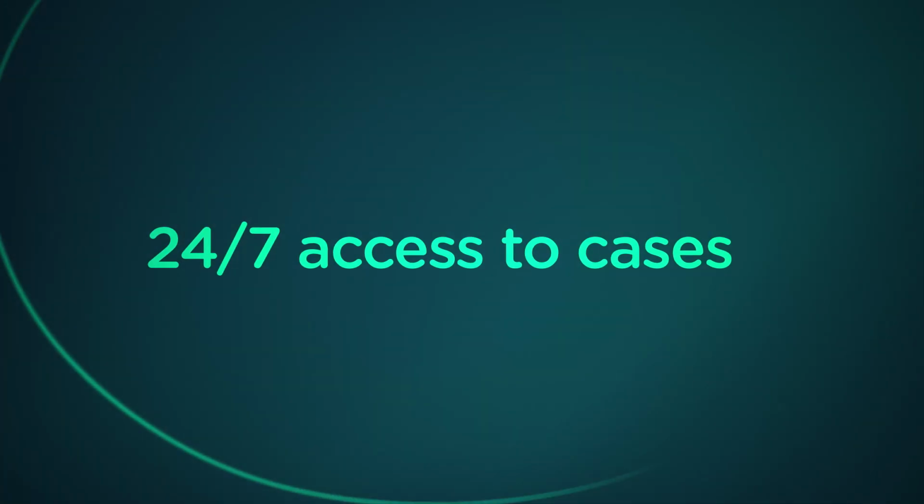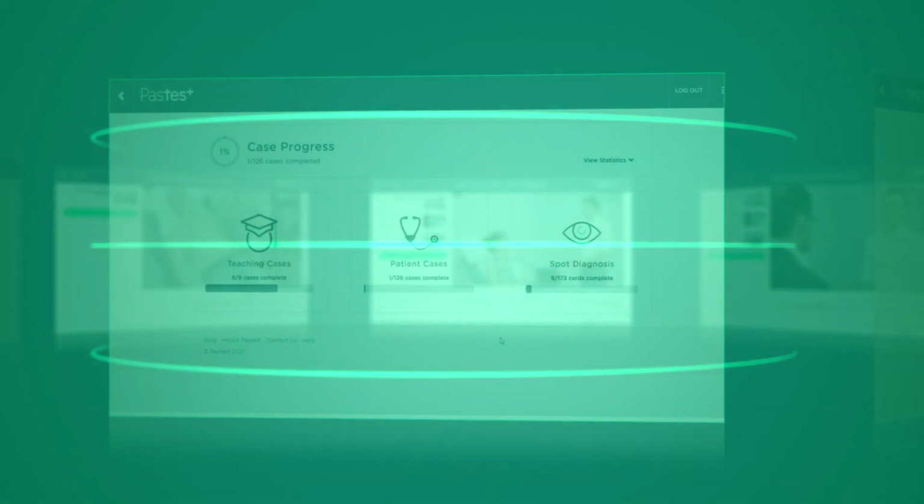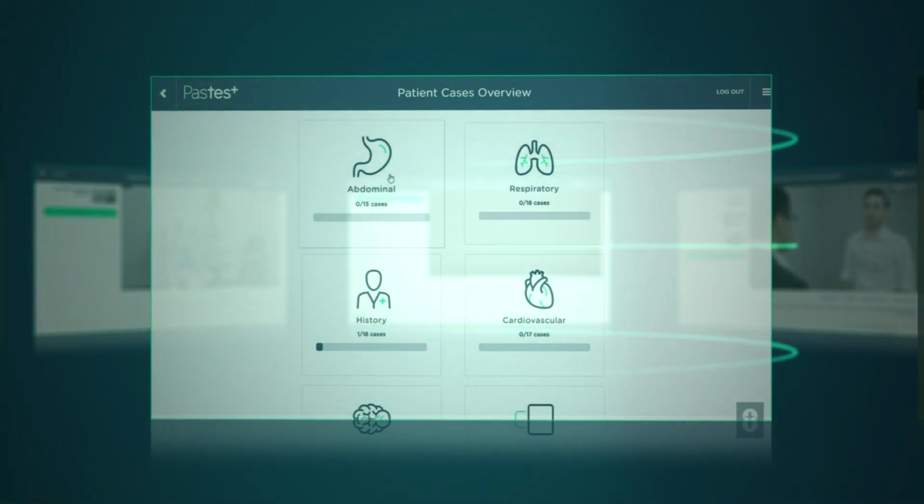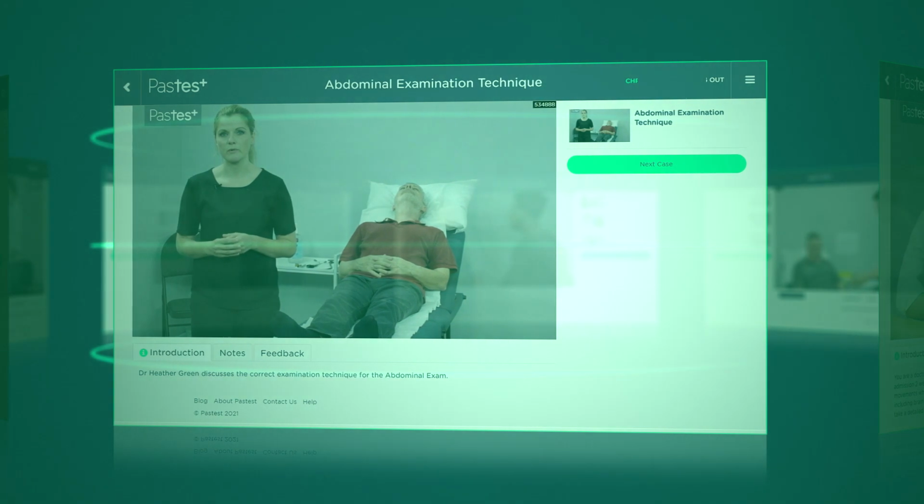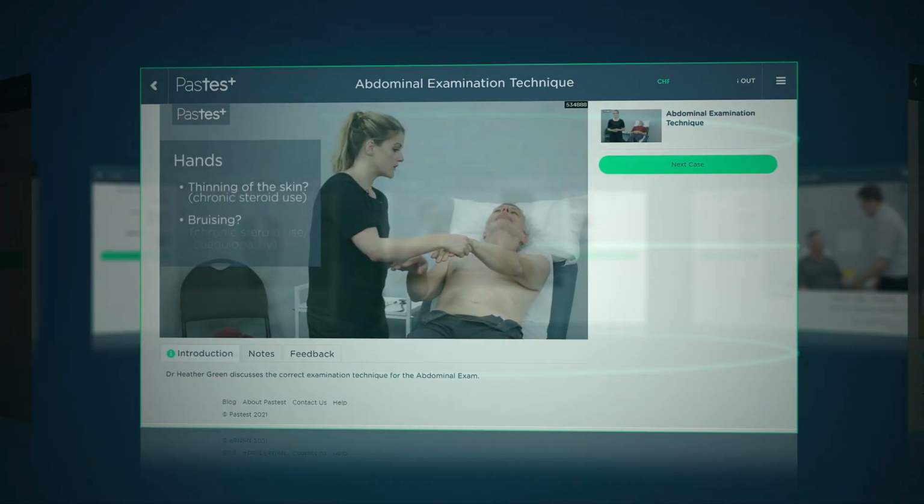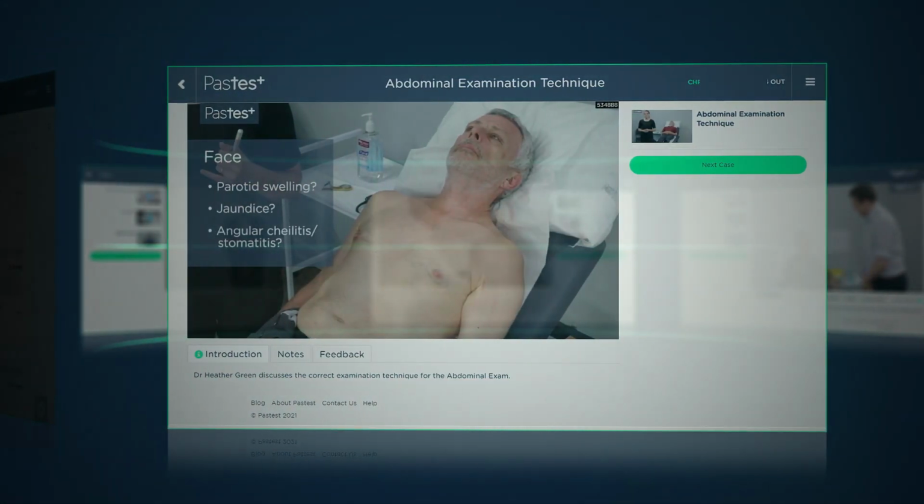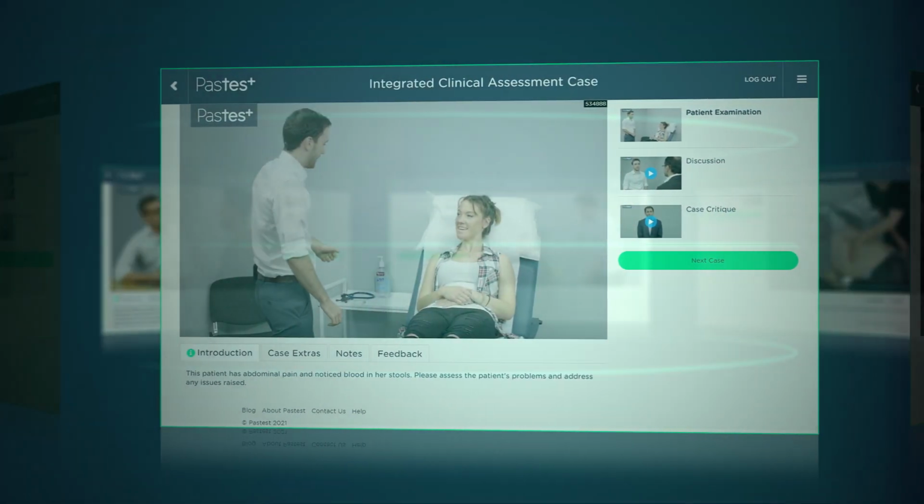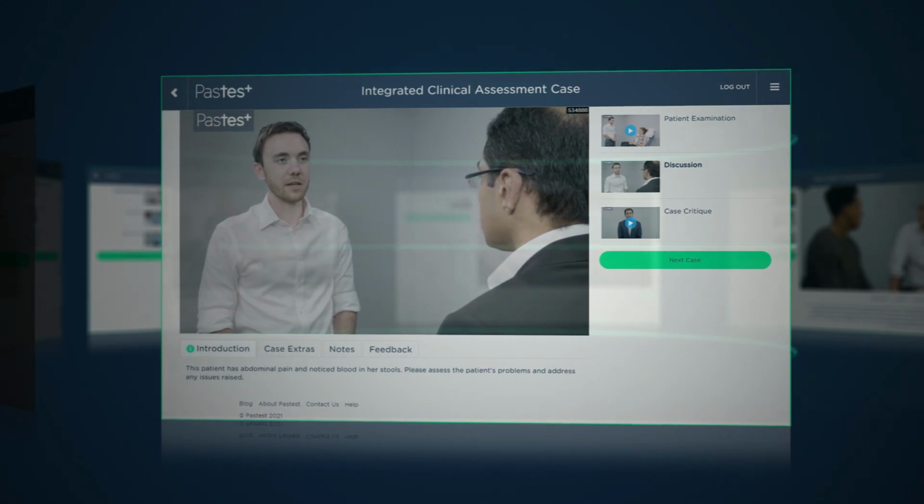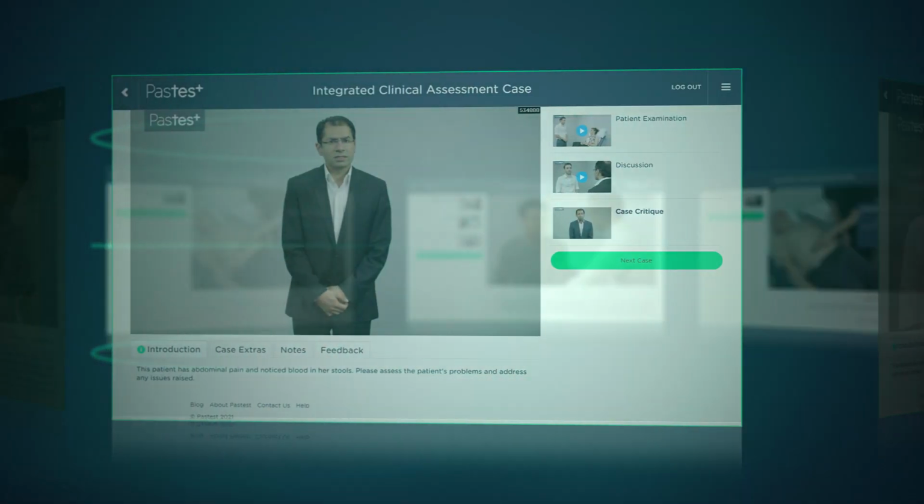Using Pastest can play a vital role in helping you pass your PACES. Here's how. Searching the wards for patients is a thing of the past. With a varied bank of high-quality, gold standard examination videos showing clear clinical signs, Pastest enables you to hone your exam technique as and when you need to. Each case includes a perfect patient examination, candidate presentation, and detailed feedback from the examiner.